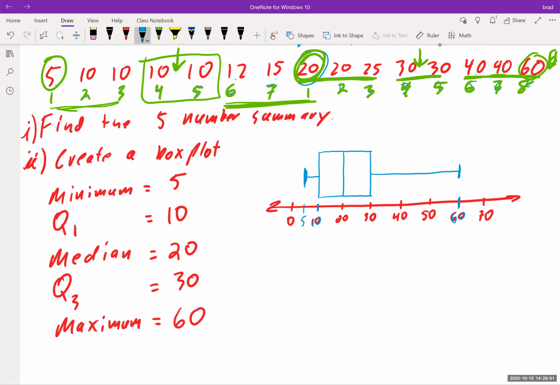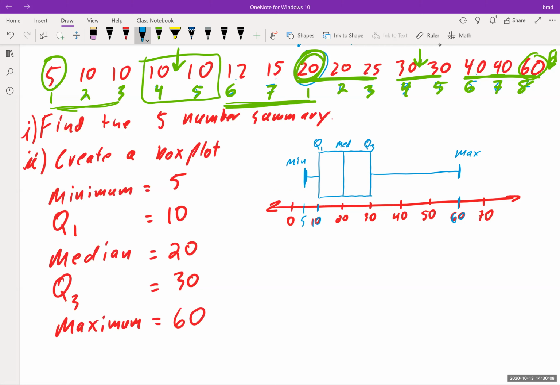And you connect the dots. You connect all the lines and you create this. This is called a box plot. This is my min. This is my Q1. This is my median. And this is my Q3 for quartile 3. And this is my maximum. And that is all there is to drawing a box plot.